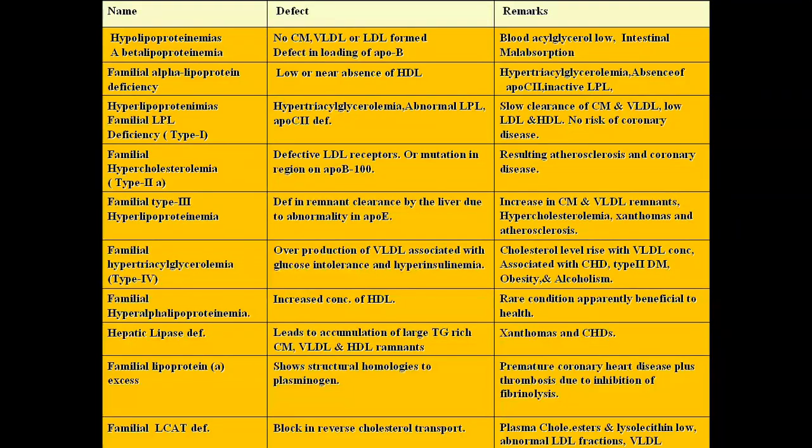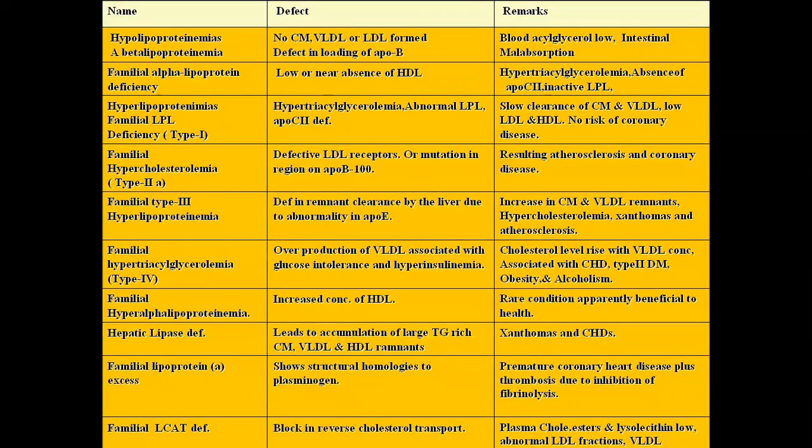Blood acylglycerol becomes low, and intestinal malabsorption occurs. Early death should be avoided in this abetalipoproteinemia by administration of fat soluble vitamins. Early death can be avoided by administration of fat soluble vitamins in case of abetalipoproteinemia, because no loading of ApoB is possible, so no chylomicron, VLDL or LDL is formed.